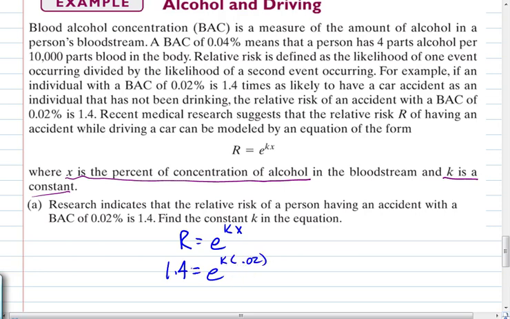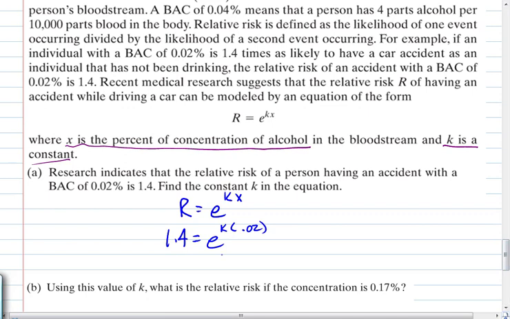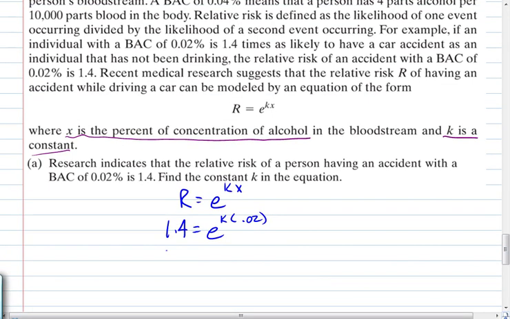Can we solve this equation for K? Sure we can. Another way of writing this is 1.4 equals e raised to the 0.02 times K, because when you multiply the exponents, you're using that property that says you can raise a power to a power. Actually, there's no need to do this. We can rewrite it as a log. So this is going to be log base e of 1.4 equals K times 0.02, 0.02K. What is log base e? ln of 1.4 equals 0.02K.